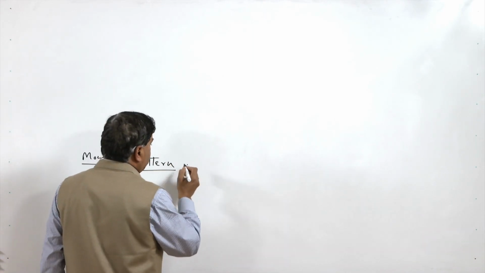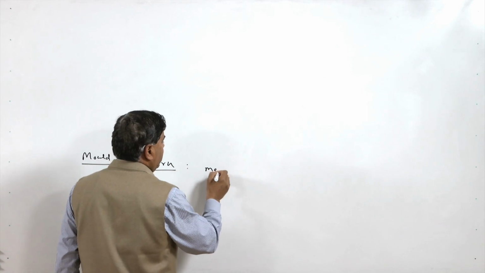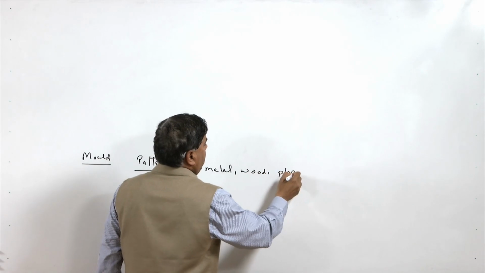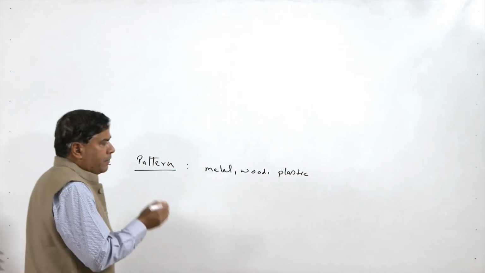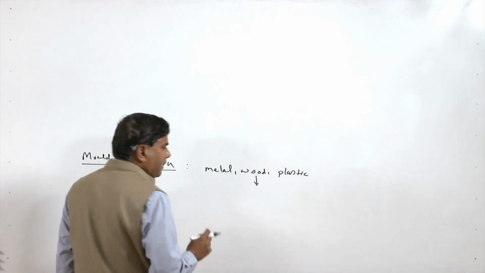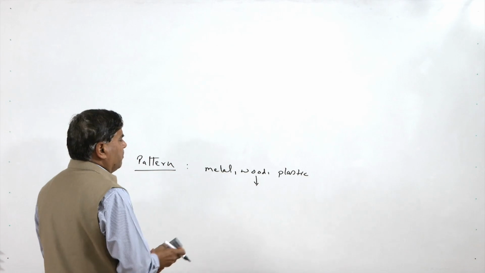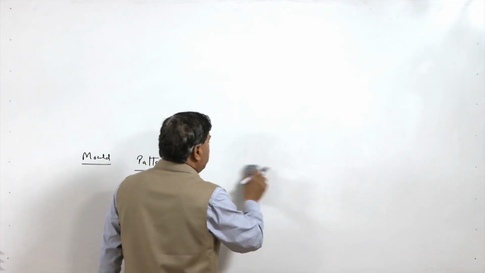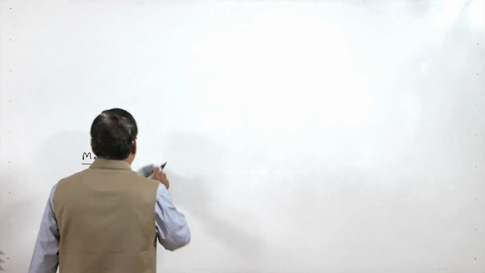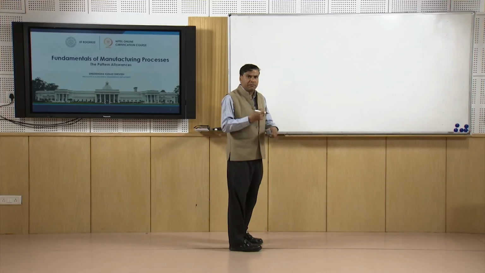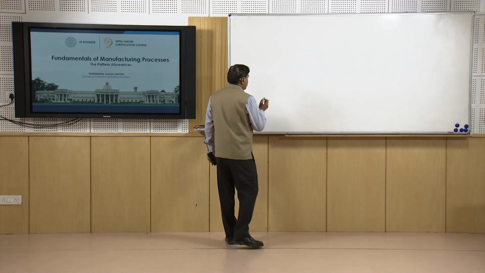This pattern, as I have talked about earlier, can be made of metals, wood, or plastics. For low volume production and cost effective processes, wood is commonly used for making the pattern, but metallic patterns can also be prepared when a large volume is to be produced, and also when a good surface finish and good dimensional control are needed.